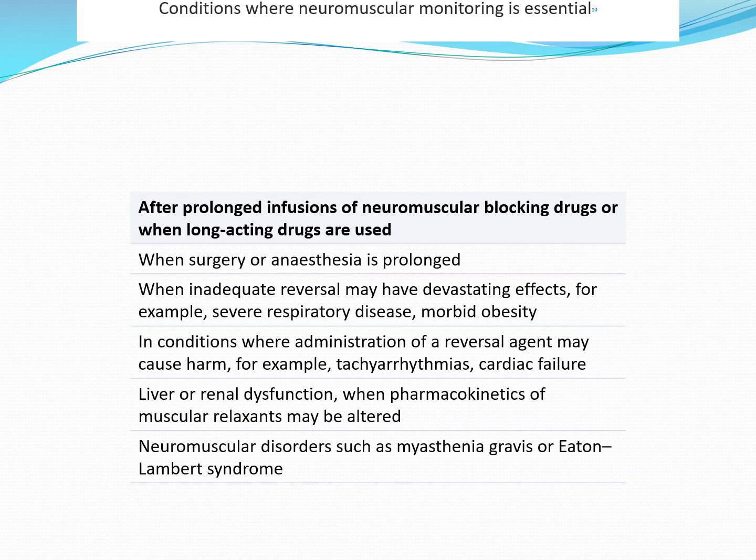Patients with liver or renal dysfunction, the conditions in which the pharmacokinetics of the muscle relaxants may be altered. And finally, in certain neuromuscular disorders, as myasthenia gravis, Eaton-Lambert syndrome, and other CNS diseases.